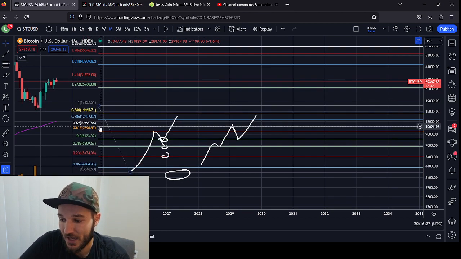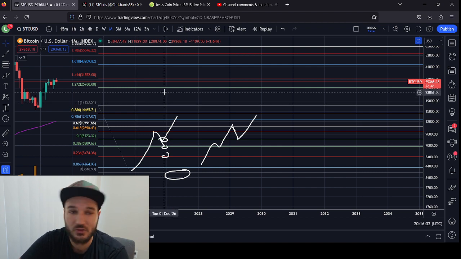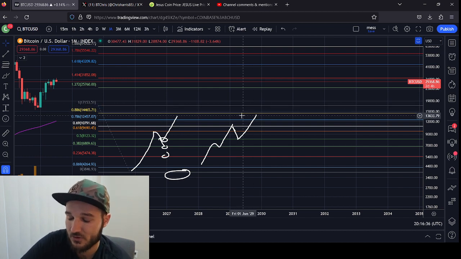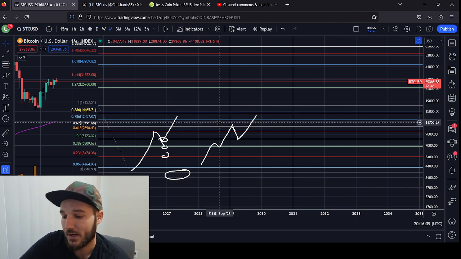Does this mean that you can't top off at the 886, that you can't top off between the 100 and the 1272? It doesn't mean that. You absolutely could. You could top off in an area that's not even related to the fibs. It's possible, it happens. But it's not as common. It's not what you look for.